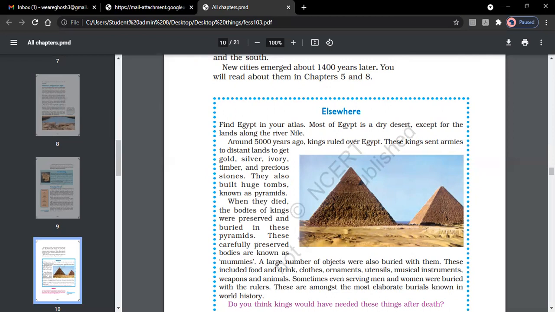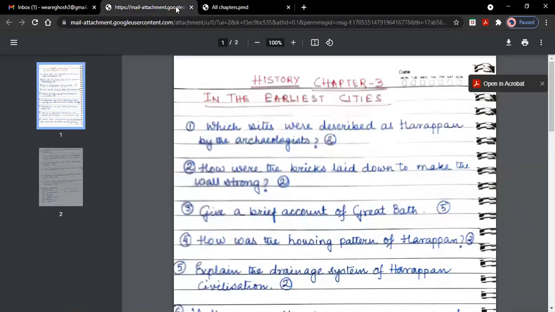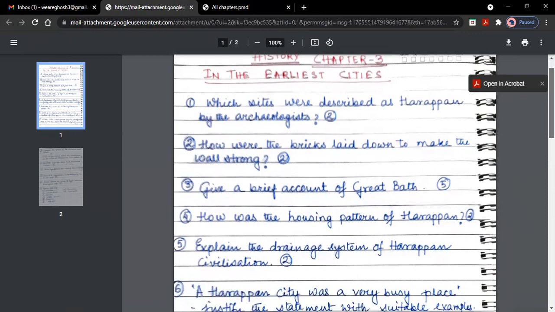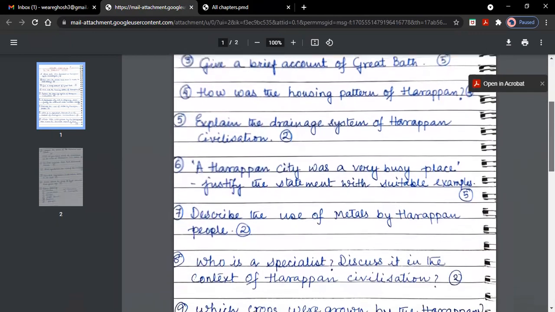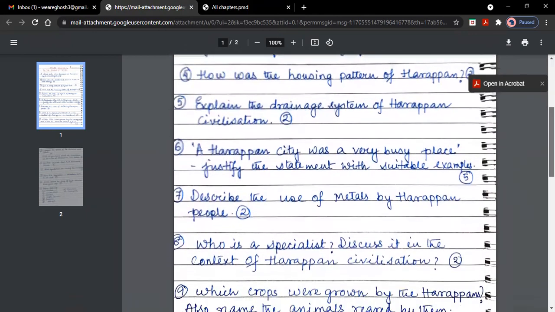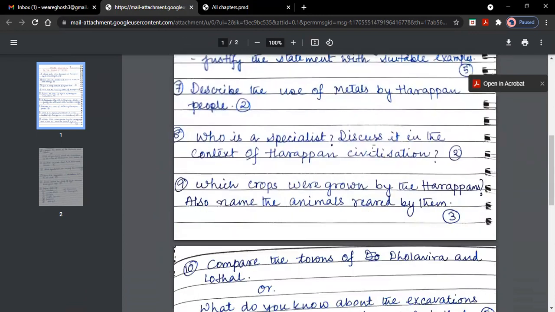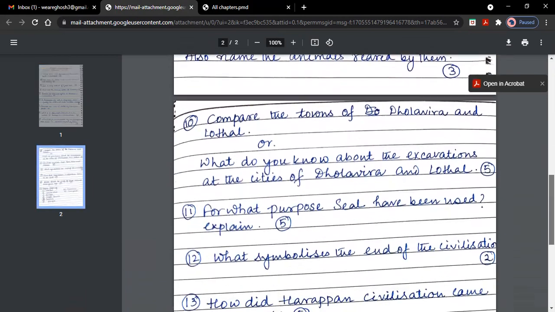Okay, so don't worry, this chapter contains lots of questions, and for your convenience I will share some questions with you. See, I hope you can see. I will share the questions with you. So you can practice with this. Along with that, you can practice the exercise questions.